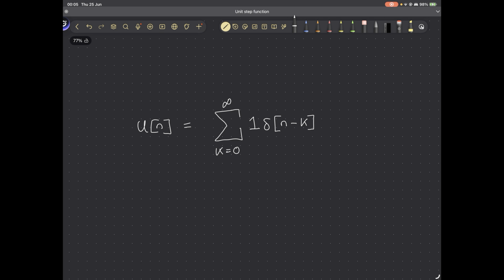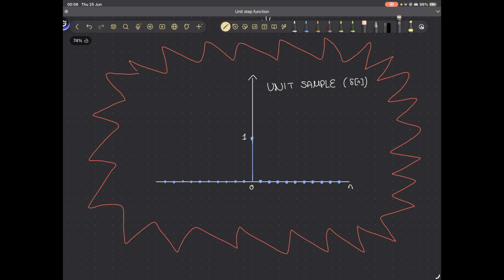Now the second formula is counterintuitive. For a second, I want you to imagine or take a look at this unit sample. If I were to add every value of every index when n is before 0, that is from n less than 0 to minus infinity, if I were to add every single value of that unit sample, I would get 0, because the delta spike does not occur until n is equal to 0.